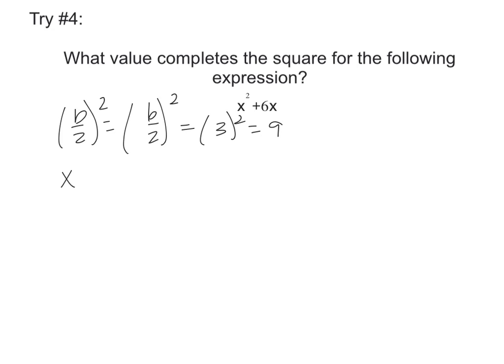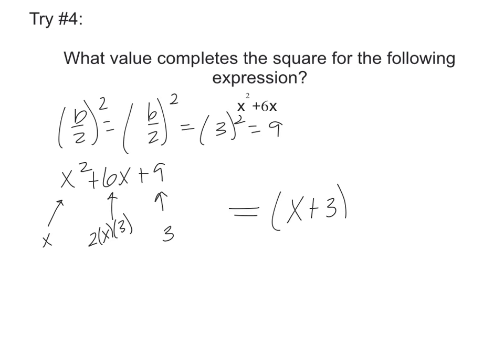So let's do that. x squared plus 6x plus 9. Remember, for it to be a perfect square, we need to take the square root of x squared, which is x, take the square root of 9, which is 3, and the center should be 2 times the first term and the last term. And that is correct. It is going to be 6x. So our final answer is going to be x plus 3 squared.